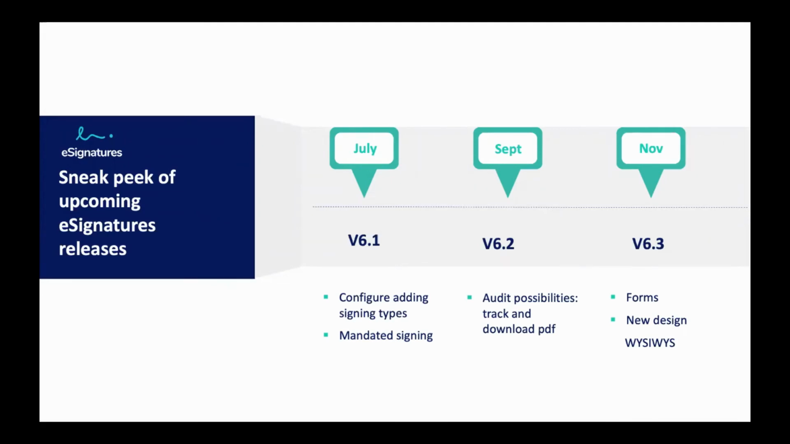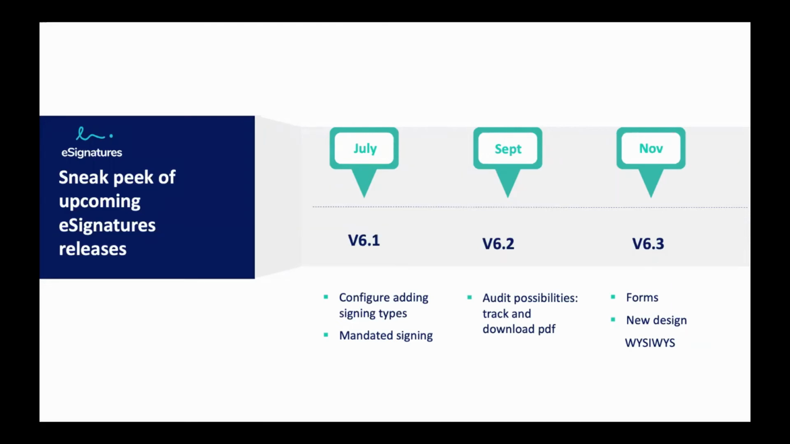Exactly. So in September, we have the 6.2. We will focus a little bit more on audit because it's also very important and something that has been requested by some of you. This will be mostly in the portal focus, but you will have the possibility to just download the PDF and also track it. This is something that is very convenient just to have an extra security check.